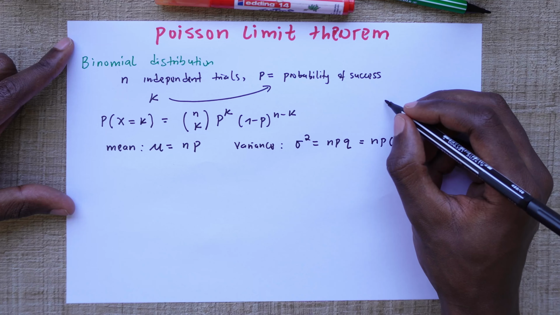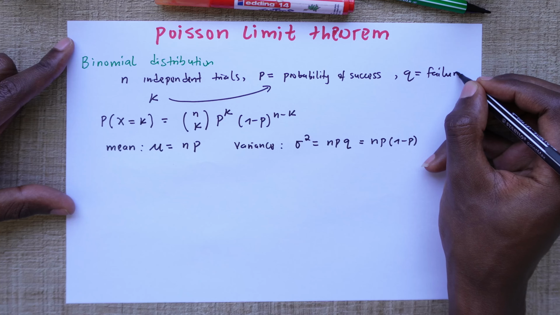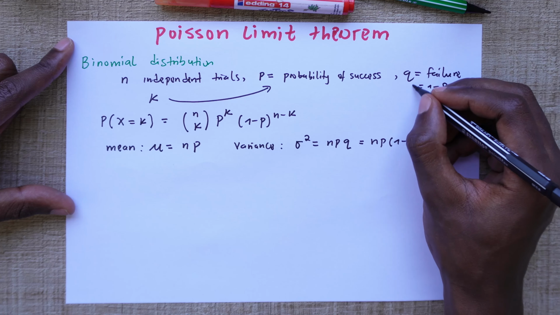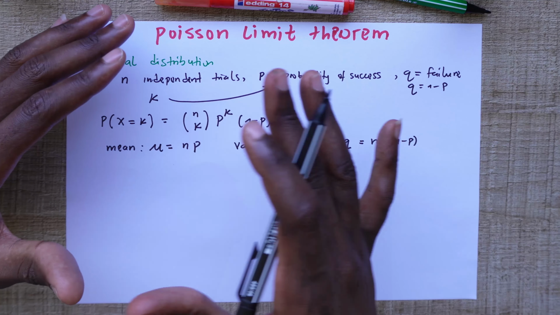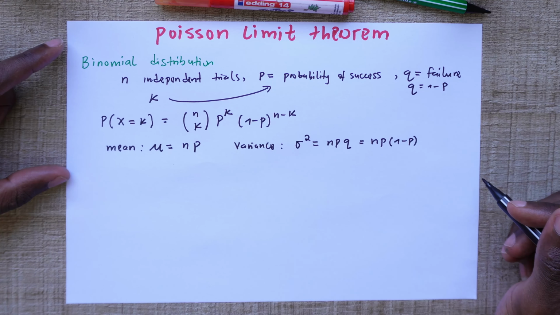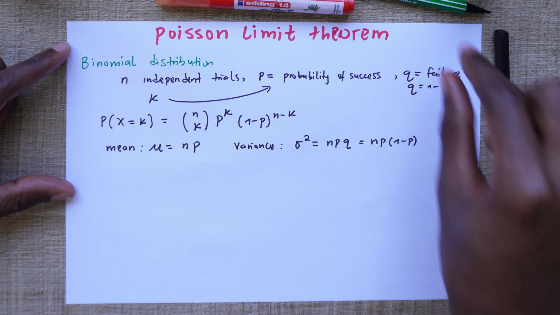Usually q here represents a failure, and it's just 1 minus p, because p and q are complementary. It's either you have a success or you have a failure. The two should sum up to 1. So this is what we need to know as far as a binomial distribution is concerned.